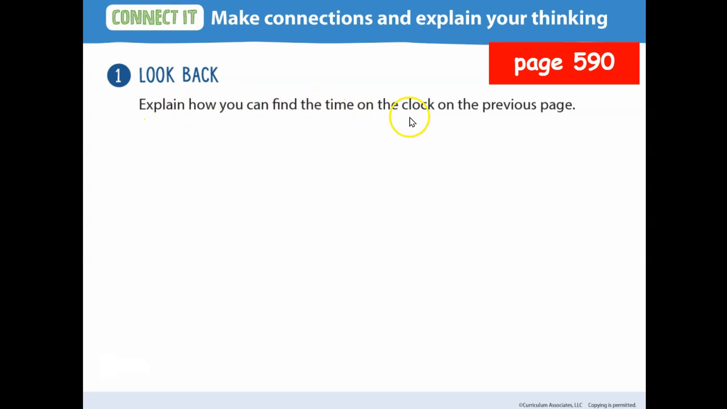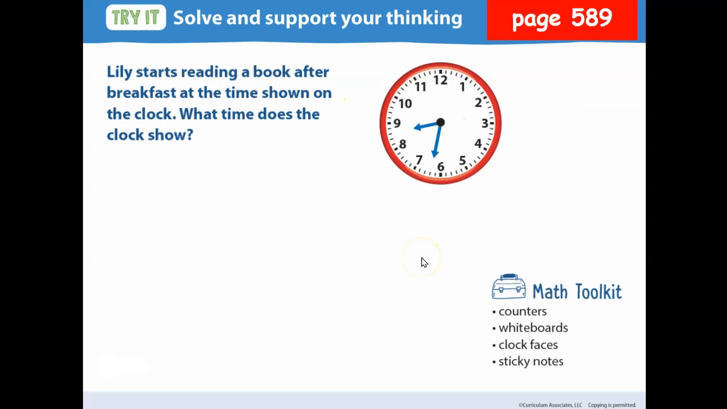Explain how you can find the time on the clock on the previous page. Well, how do we find the time on this? We had to find the hour first, didn't we? And it was between the 8 and the 9, so it's 8 o'clock. And we noticed that the minute hand was not straight down, pointing to the 6, so it wasn't 8:30. It was 2 minutes past the 6.